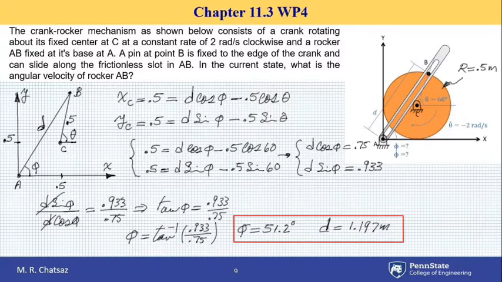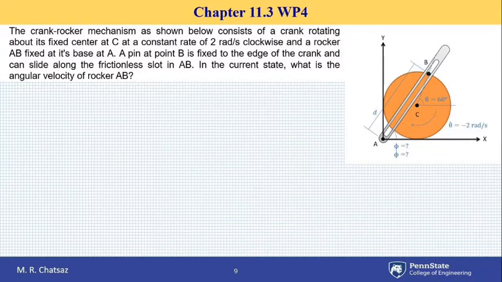So let's go to the next slide and continue. I'll copy the two equations from the previous page, which are, let's rewrite them here, and let's clean this a little bit. xc equal to 0.5, d cosine of phi minus 0.5 cosine theta.